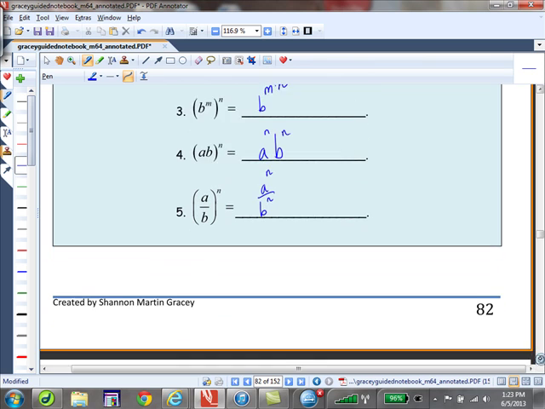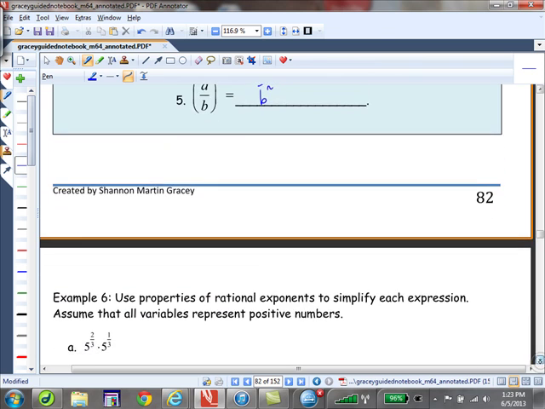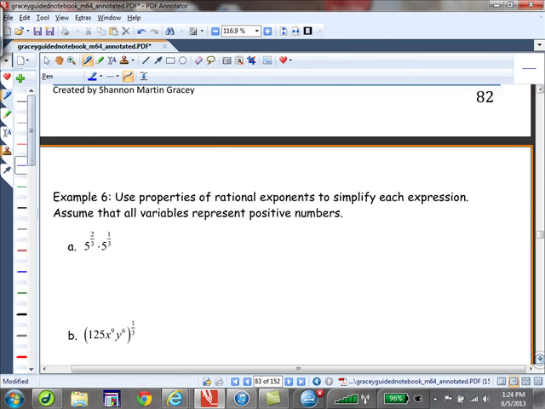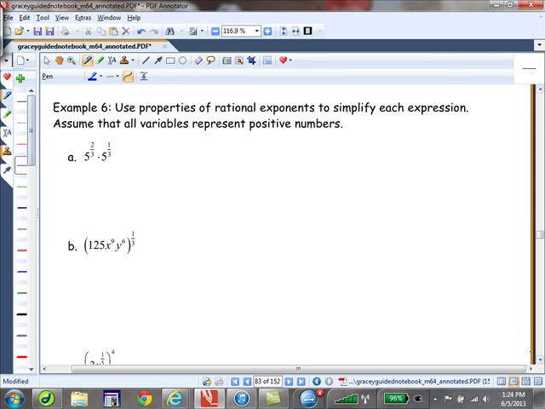Alrighty, so here we go. We're going to use properties of rational exponents to simplify each expression. Now, here we're going to assume that all variables represent positive numbers. That means that we're not going to have to put absolute value bars around any of our answers, right?